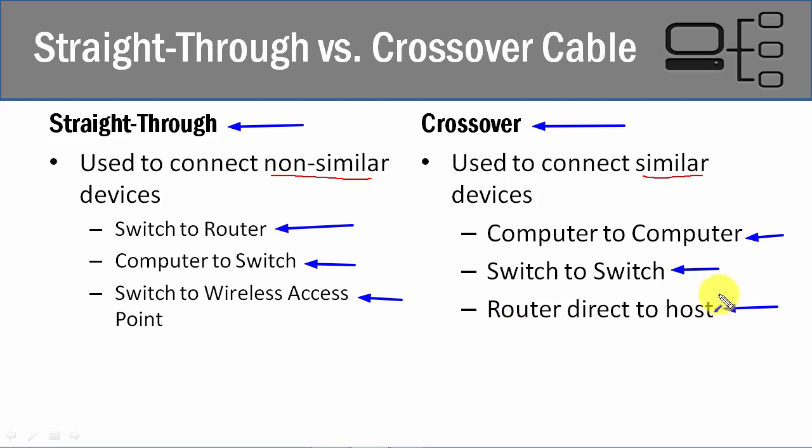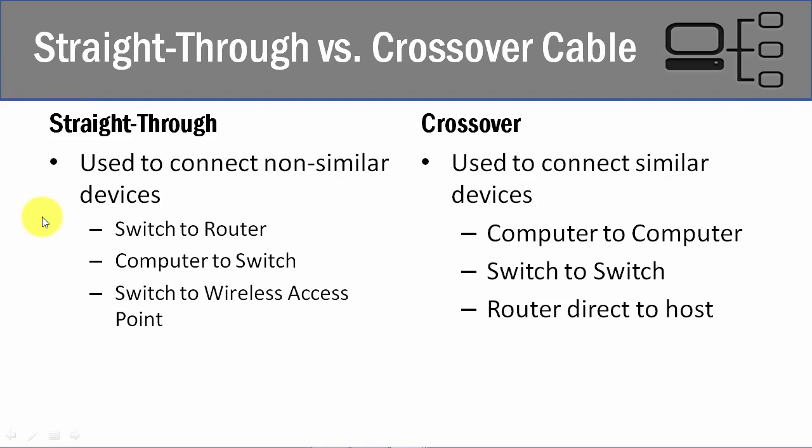This one gets a lot of people. So why a router connected to a computer? Well, because a router acts like a computer. It's a very smart device with its own operating system, so we really consider it a smart device similar to a computer. So we use a crossover cable to connect a router directly to a computer. Let's jump to the next slide and look at the cabling difference.